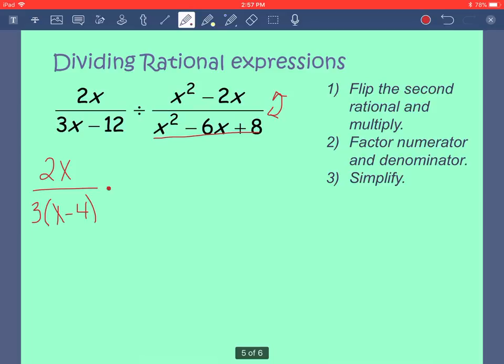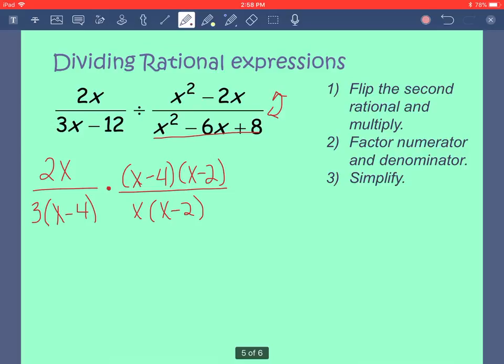So factors of positive 8 that add up to negative 6 are x plus 4. I'm sorry, no. x minus 4 and x minus 2 over x squared minus 2x is going in the denominator, and I can factor an x out of that, and this becomes x minus 2.